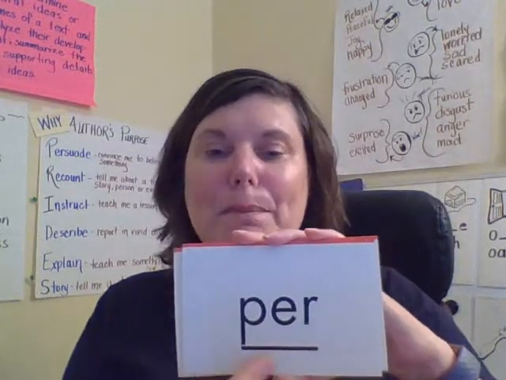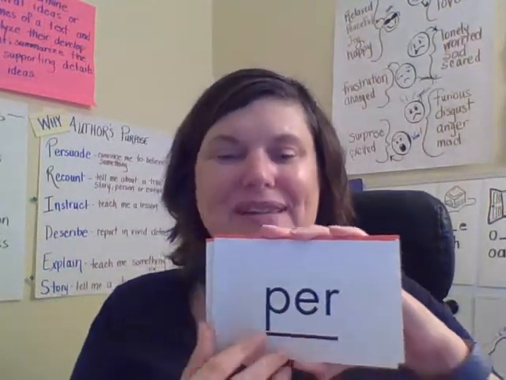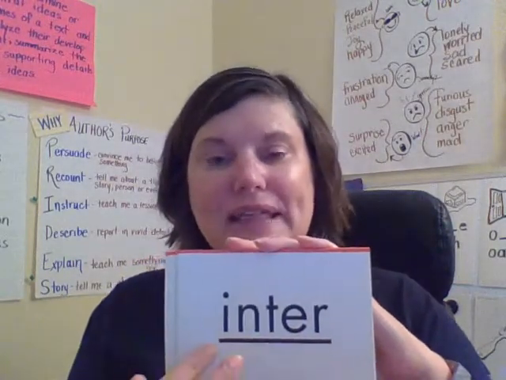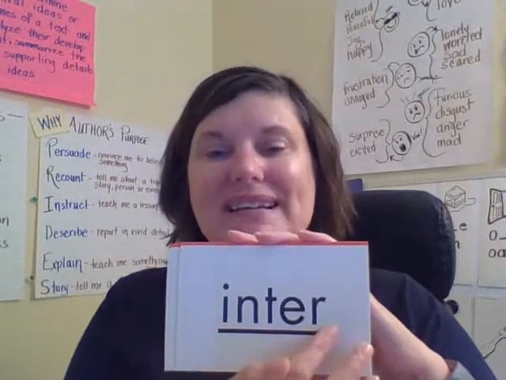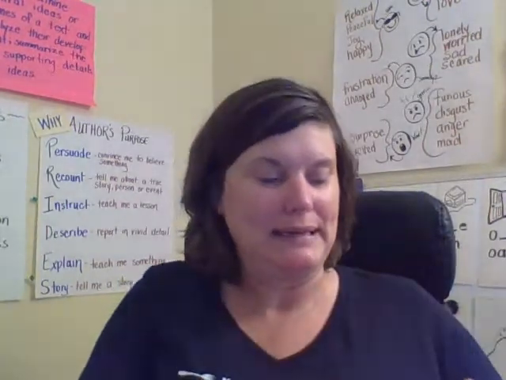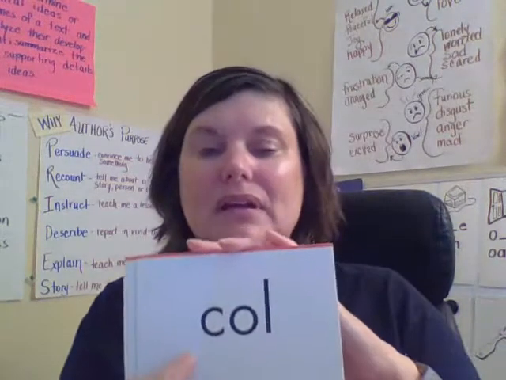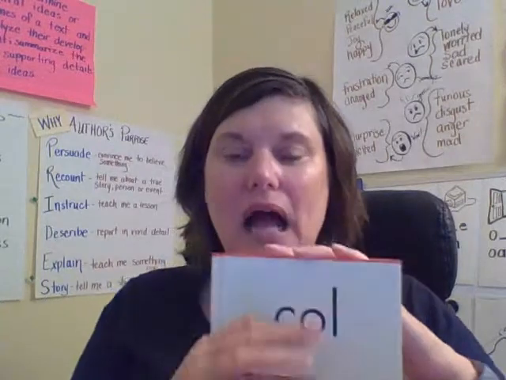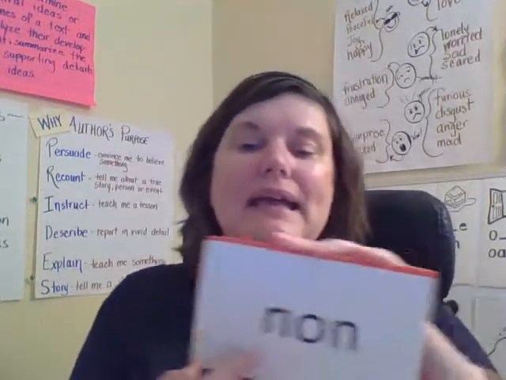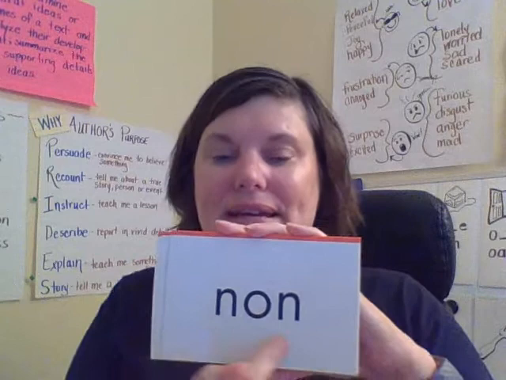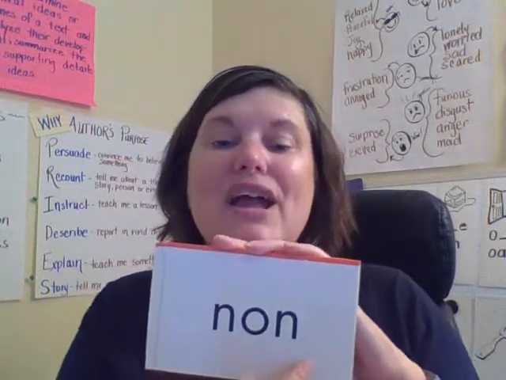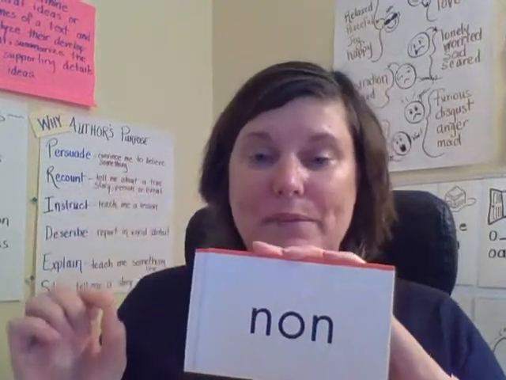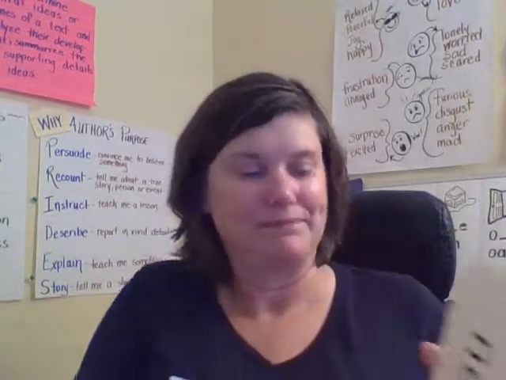Per, together, per. Your turn. Good. Like person. Enter, together, enter. Your turn. Remember, this means between. Call, together, call. Your turn. Like college. Non, together, non. Your turn. And this is a prefix, which is something you add to the beginning of a base word, and it means not.